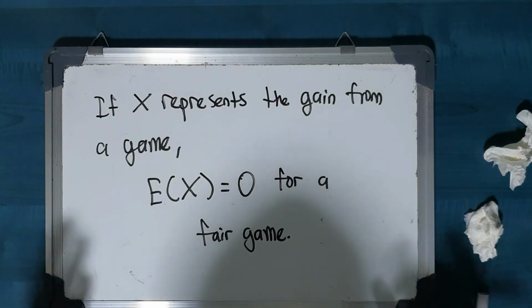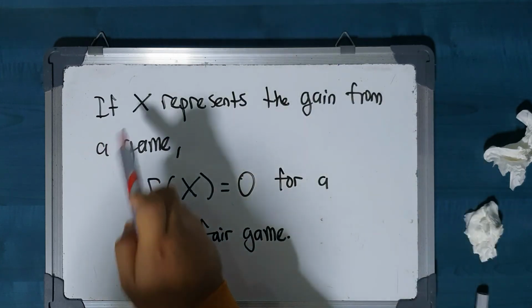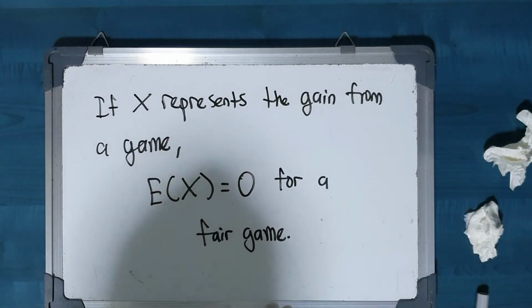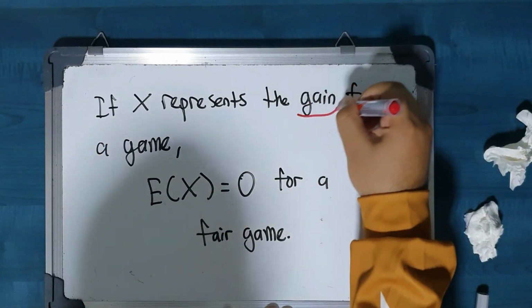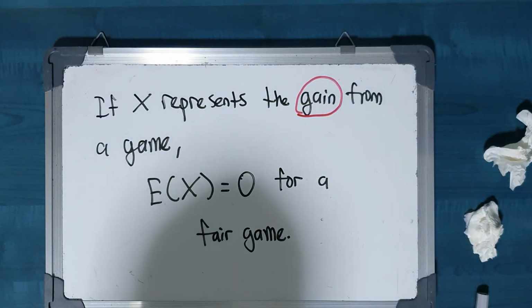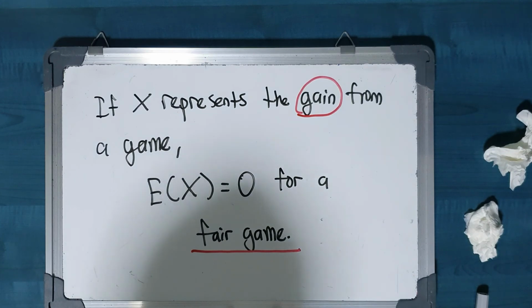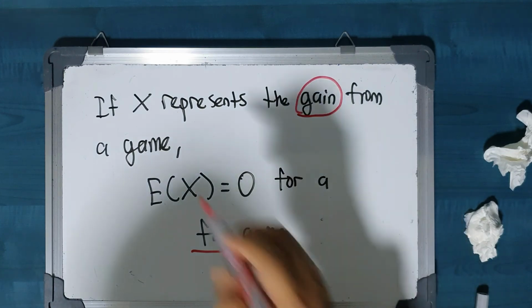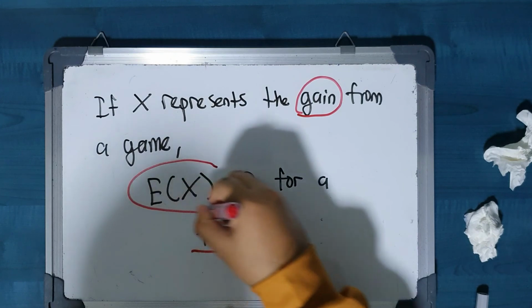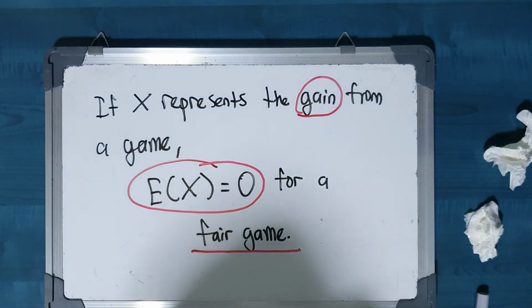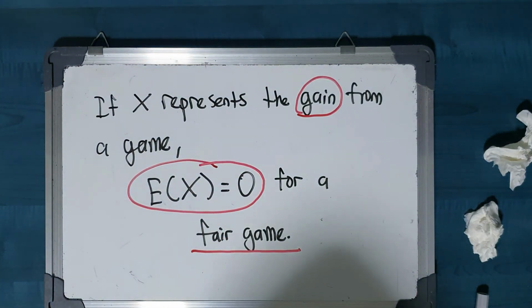And thus we conclude with, if X represents the gain from a game, the word here is important, the gain from a game, and if that game is fair, the expectation value of that random variable X will be 0. And this is the important result for this lesson.